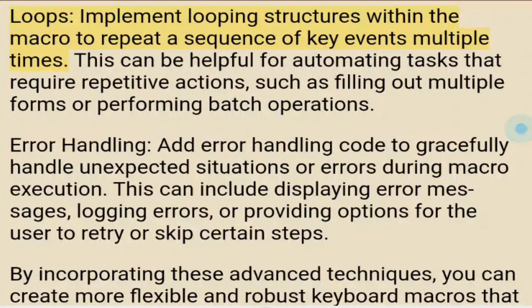Loops. Implement looping structures within the macro to repeat a sequence of key events multiple times. This can be helpful for automating tasks that require repetitive actions, such as filling out multiple forms or performing batch operations. Error handling. Add error handling code to gracefully handle unexpected situations or errors during macro execution. This can include displaying error messages, logging errors, or providing options for the user to retry or skip certain steps.